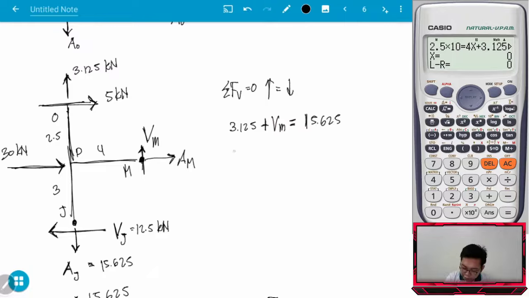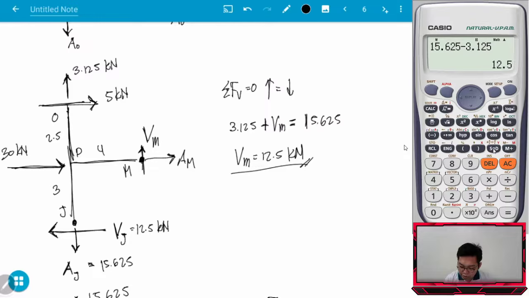Okay? Therefore, VM is actually equal to 15.625 minus 3.125. Okay? So, VM natin is 12.5 kilonewton. Now, to solve for AM, I think sum up lang tayo ng forces horizontal.